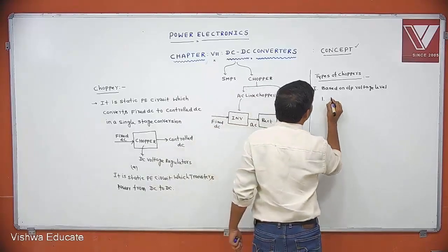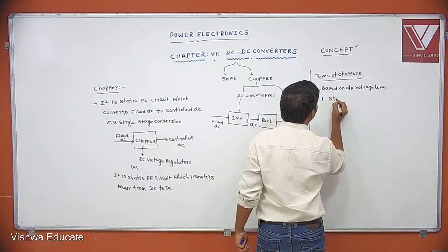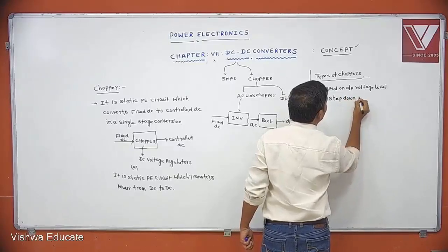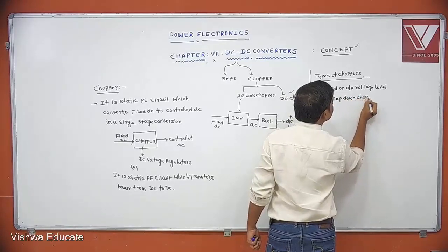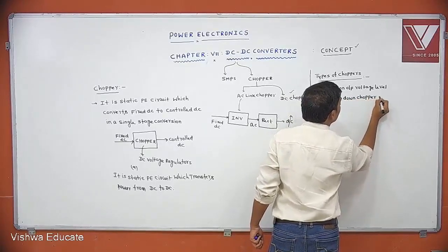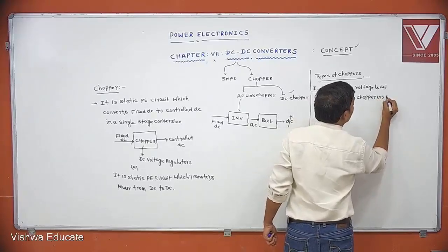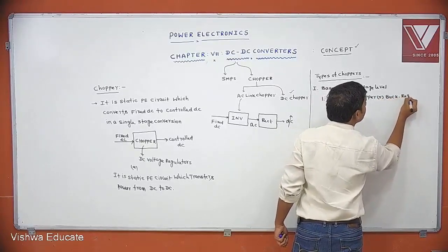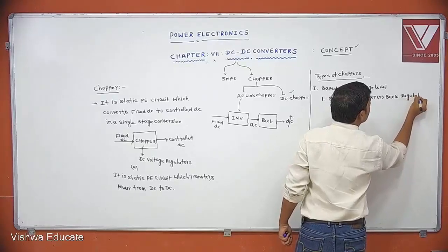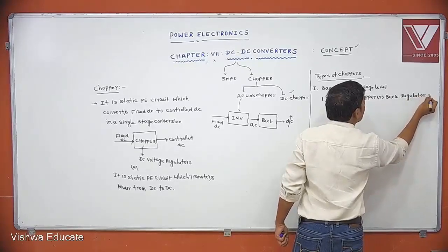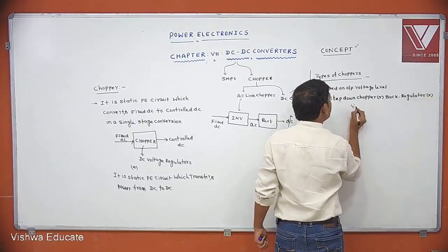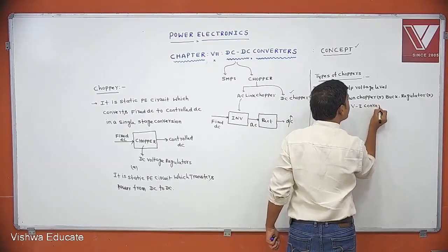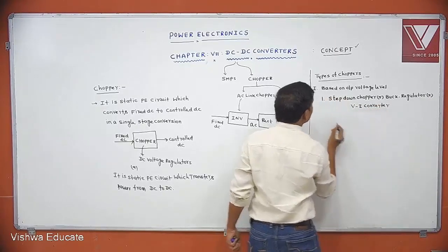One is step down chopper. Note down parallelly, don't wait. Step down chopper or buck regulator, or it is also called V to I converter. Different names.